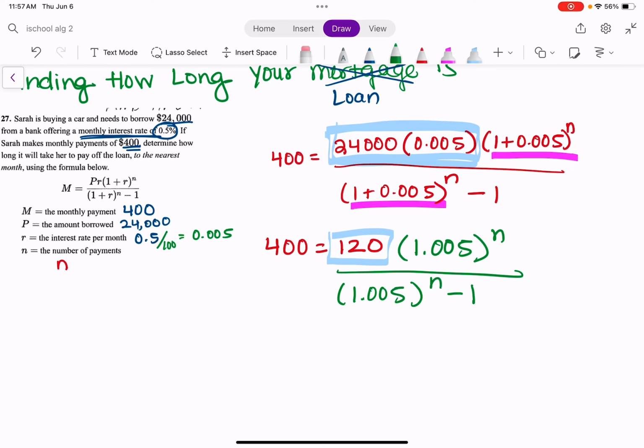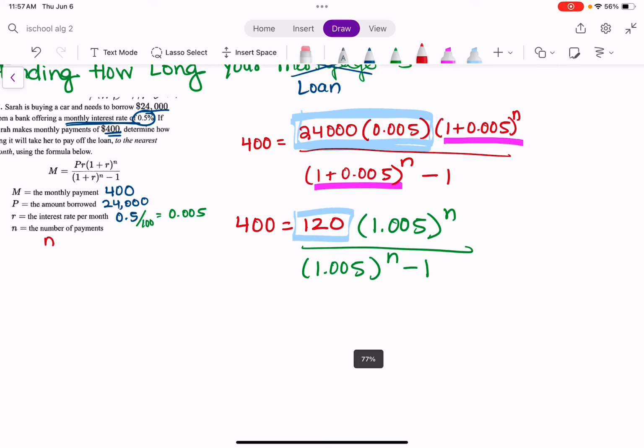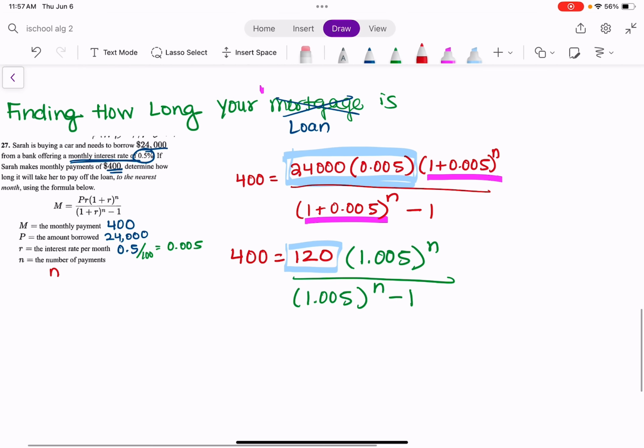Now here's the thing. We're looking for n, which is an exponent. So like our last unit, anytime the variable is in an exponent, we're going to have to use logs eventually. This is where it gets a little bit confusing. We have an n on the top and bottom, which makes this really confusing. So what I actually want to do is get rid of this denominator. And the way that I'm going to do that is I'm going to multiply both sides by the denominator.